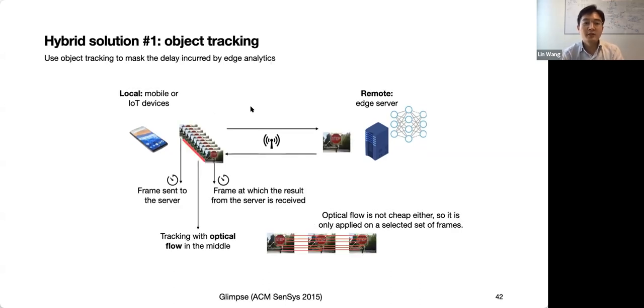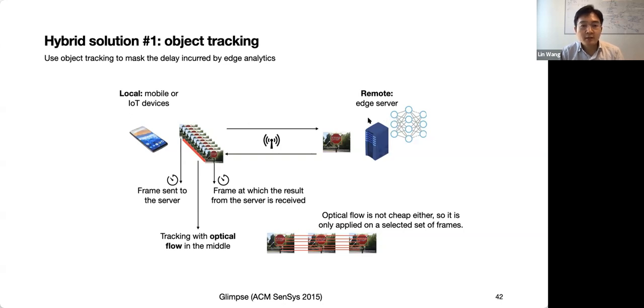So the first solution is called object tracking. The idea is quite simple. So imagine we have a mobile application that requires to track objects in the video frames, right? So the mobile device has a camera that is capturing the environment with a video stream. And then you want to analyze the video stream to track the objects there or to identify the objects there. So of course we can do this with edge computing.